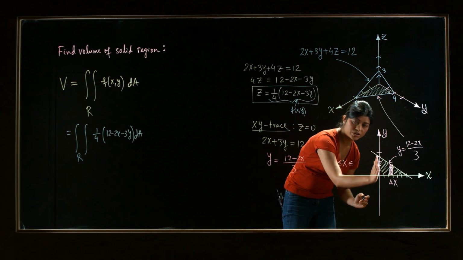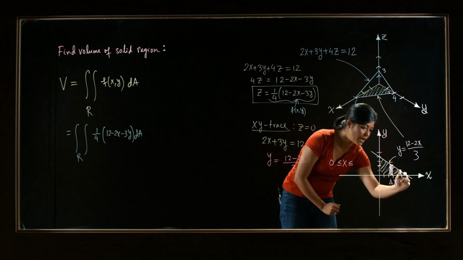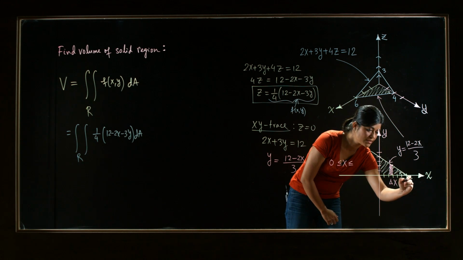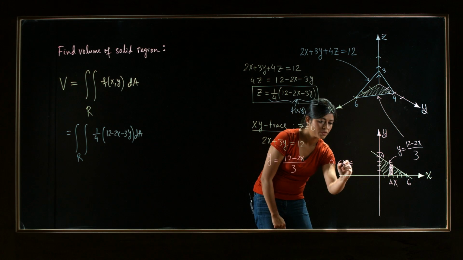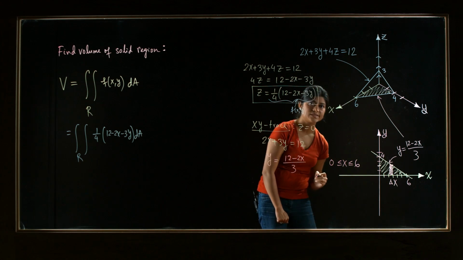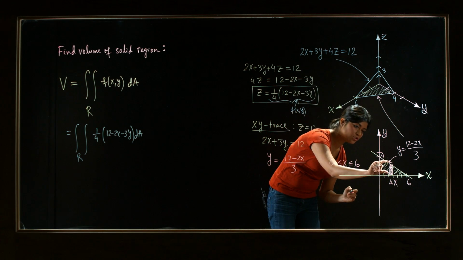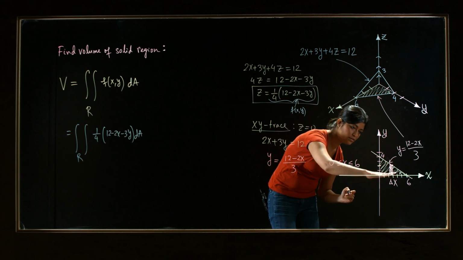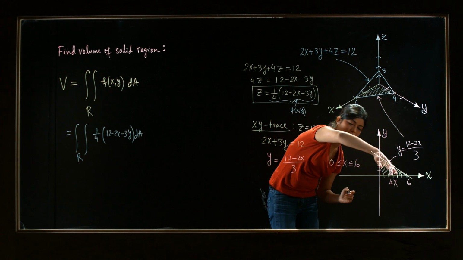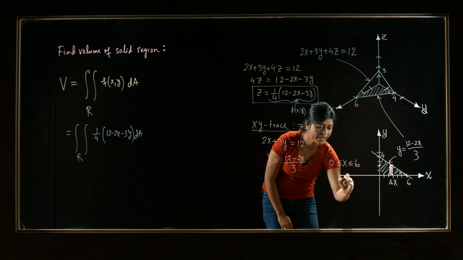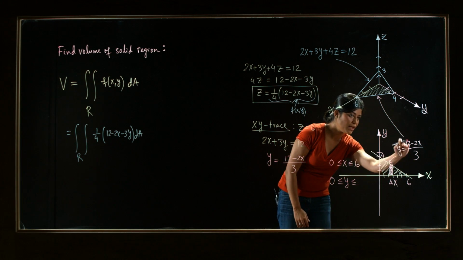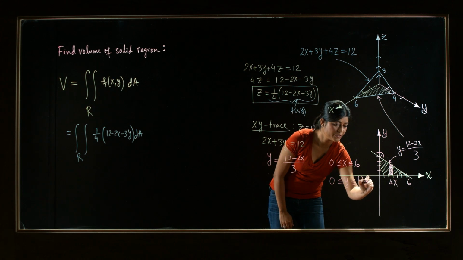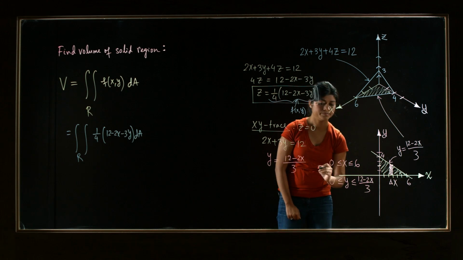Well, 0 on the left, and on the right, where does it cross? This is 6. And remember, the y is 4. So x is between 0 and 6. And what about the range of y? Look at the length of the rectangle. It's between the x-axis and the line. So y ranges from the x-axis, that means y is 0, to the line, which is given by (12 minus 2x) over 3.